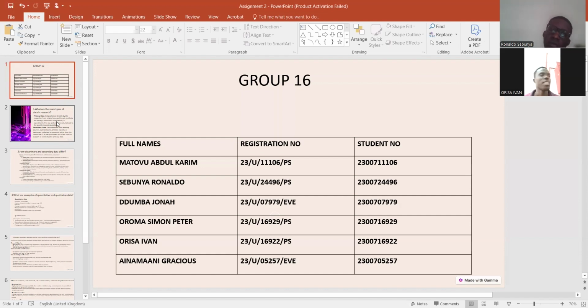So, starting off, we shall have the first question in the coursework, that is, what are the main types of data in research? So we have primary and secondary data.